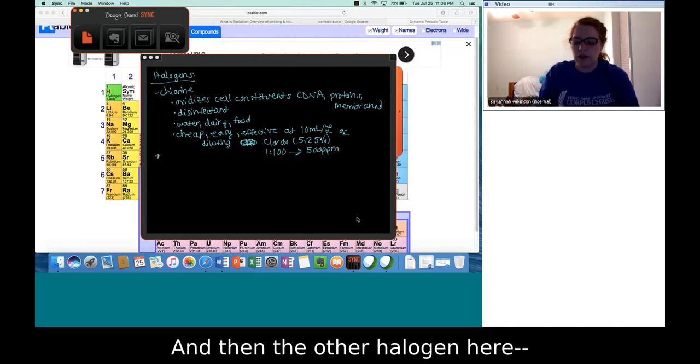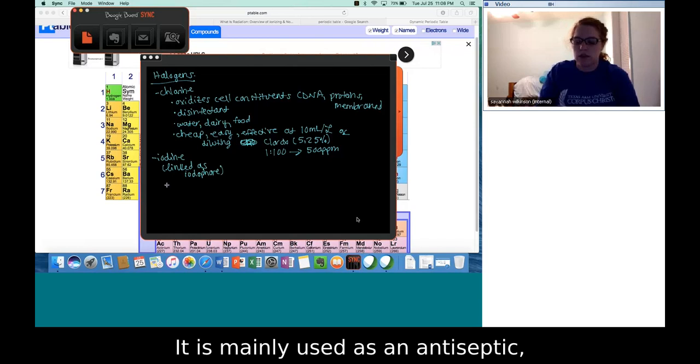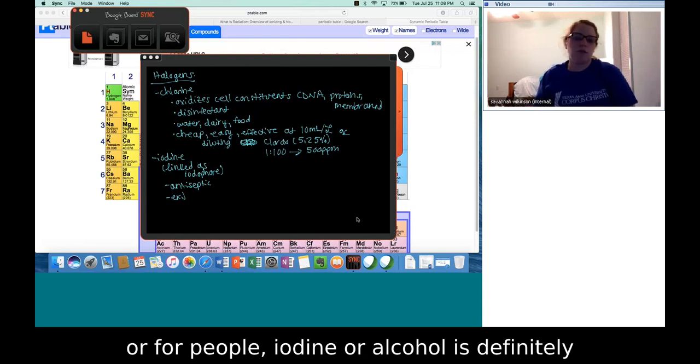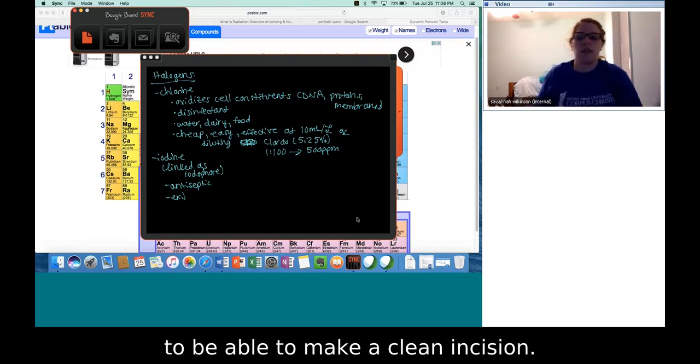And then the other halogen here, iodine, linked as iodophore. It is mainly used as an antiseptic, like for prepping for surgery, whether it be for animals or for people. Iodine or alcohol is definitely used as an antiseptic for the doctor to be able to make a clean incision.